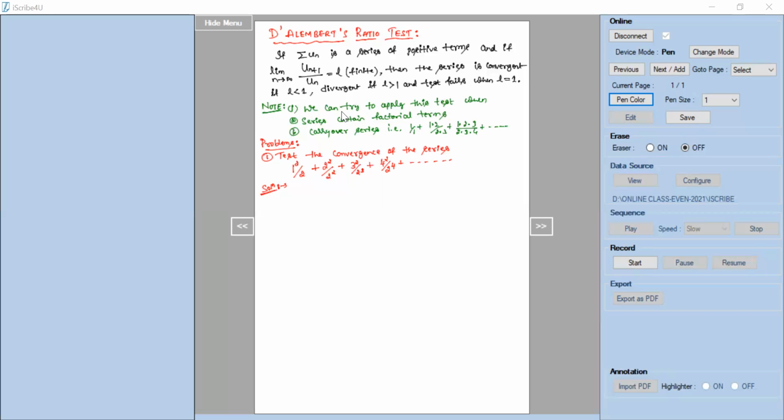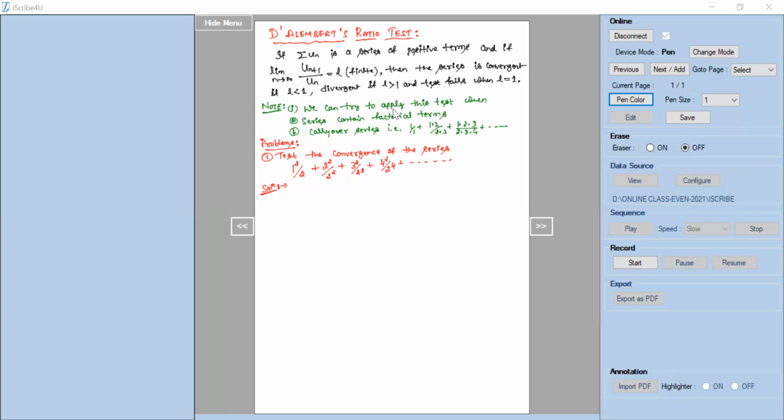The most important thing is that we can try to apply this test when the series contains some factorial terms in the expression. And if the series is a carry-over series like 1 by 1, 1 into 2 by 2 into 3, 1, 2, 3 by 2, 3, 4 like this, we can identify those problems, meaning I can apply D'Alembert's ratio test to solve. You can apply it for other cases also, but if factorial notation or carry-over is there, 100% I can apply D'Alembert's ratio test easily. For other cases also, I can try to apply it.